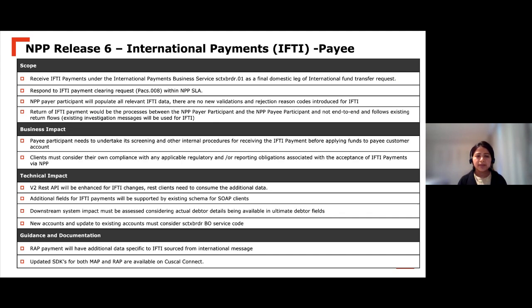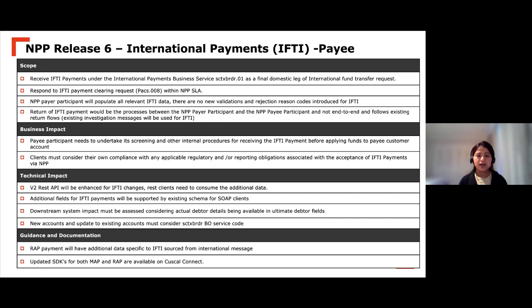From the technical impact perspective, we have enhanced the V2 REST API for the FT changes. It will have the additional fields which will be coming as a part of the international source message. From the SOAP client perspective, the current packset schema supports all those fields. So from the payment message perspective, in the wrap message, we will see the additional data getting populated in the NPP packset.